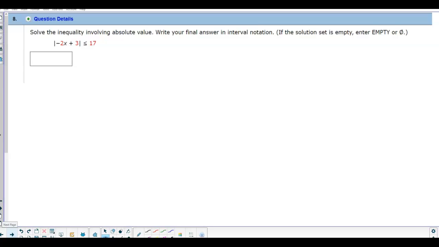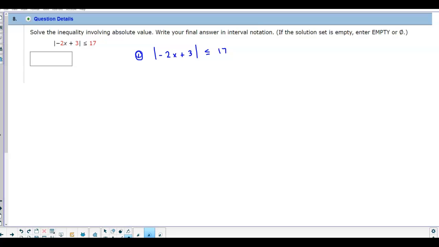Question number 8. Solve the inequality involving absolute value and then write the final answer in interval notation. So we have the absolute value of negative 2x plus 3, and that is less than or equal to 17. So our goal is to isolate the absolute value on the left-hand side of the inequality.